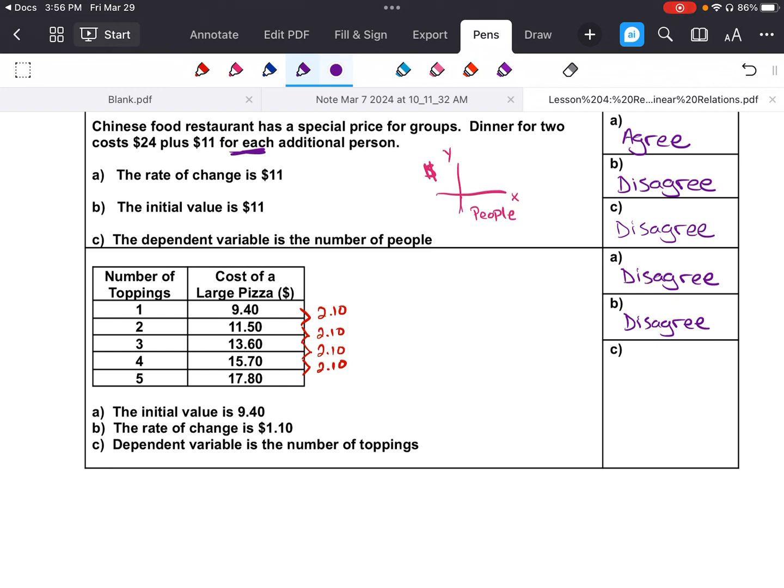And finally, the dependent variable is the number of toppings. Again, no. The independent is the number of toppings. The dependent is the cost.